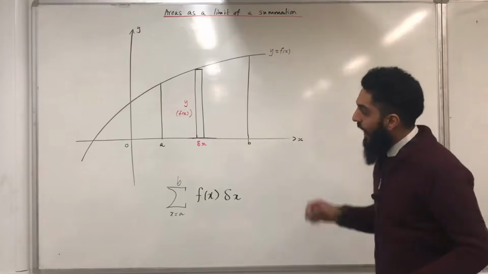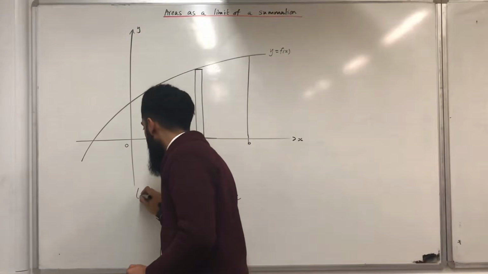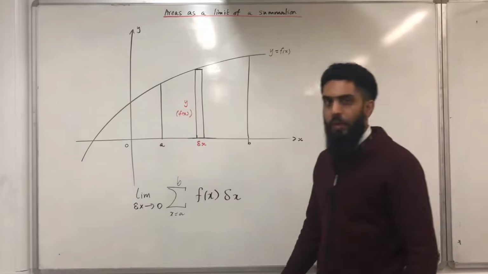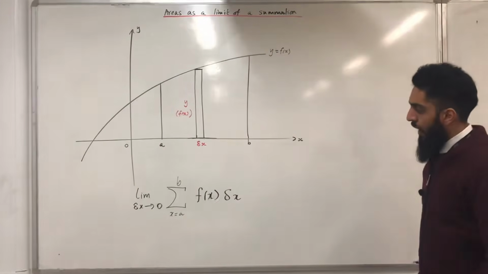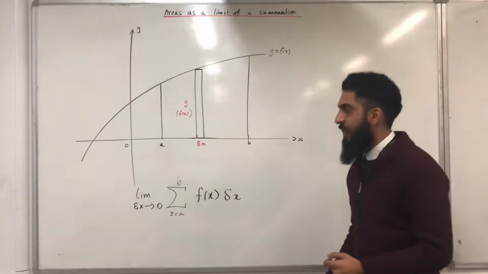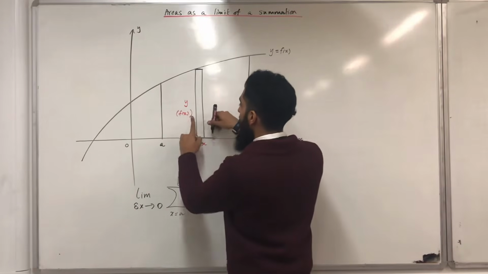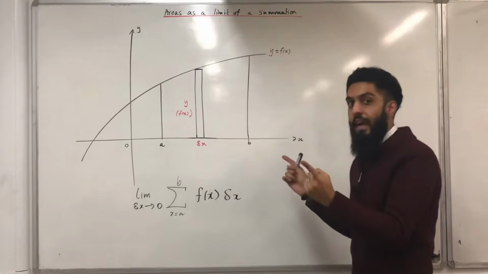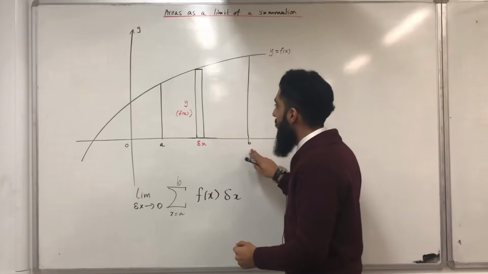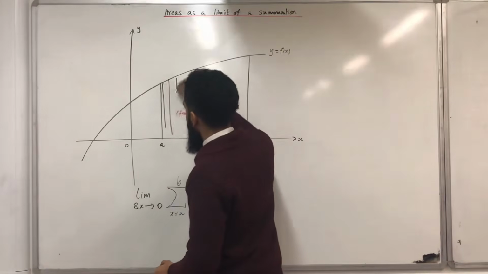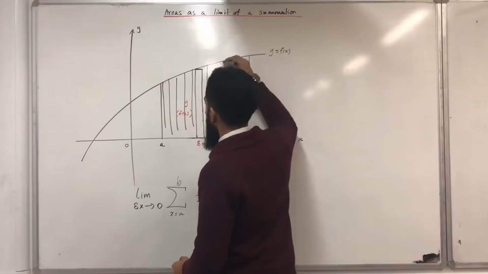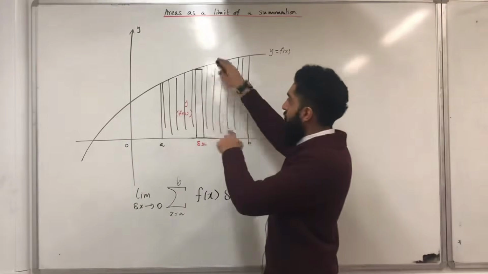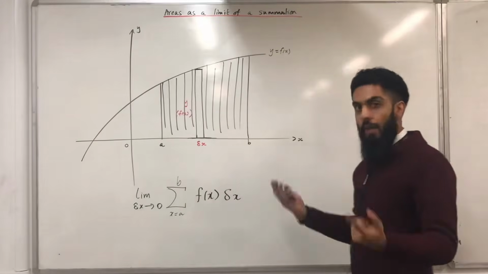Well, ladies and gents, I need to take the limit as delta x tends to 0. Okay, so what am I doing to the rectangle? If I'm saying delta x is tending to 0, I am reducing the rectangle into a straight line. And then I'm summing up all the straight lines from x equal a to x equal b. So all of these lines like this. So I'm covering the whole area, and it will be exact because nothing is falling outside the curve.